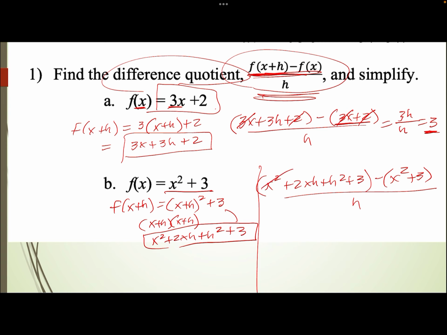Now watch. This cancels and this cancels again. So now I'm left with 2xh plus h squared over h. And I can take an h out of the top here. And then the h's cancel. And my answer is, whoops, that's h. 2x plus h.